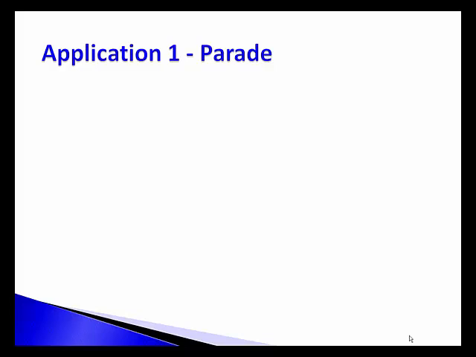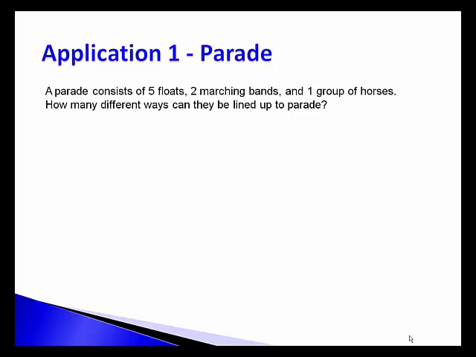Our first application will be a parade. A parade consists of 5 floats, 2 marching bands, and 1 group of horses. How many different ways can they be lined up to parade? The first question you have to ask yourself is, does order matter? Does the parade look different if the horses come first and then the marching bands? Or does it look different if you have a float and then a band and then the group of horses? And the answer to that is yes. If it's a Christmas parade, you may want Santa to be at the end. So it does matter how you line them up to parade.